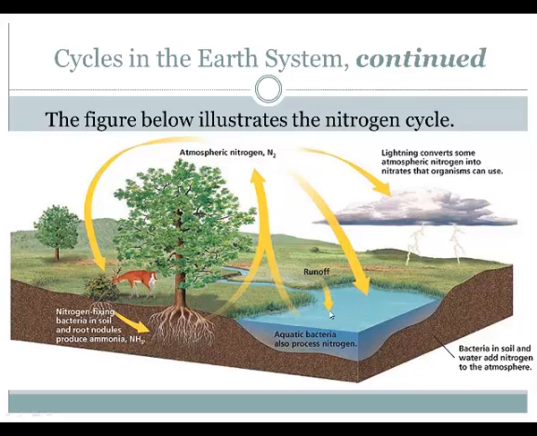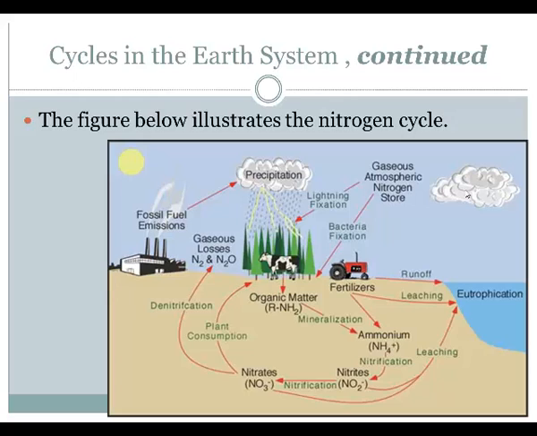Runoff can put some of that nitrogen, specifically ammonia, inside of lakes and streams, and then those organisms, aquatic plants that are found there, can absorb it. Bacteria in the soil and water add nitrogen to the atmosphere. And then also one more thing, lightning can actually convert some atmospheric nitrogen into nitrates that organisms can use. So again, we measure nitrates inside of our fish tank.